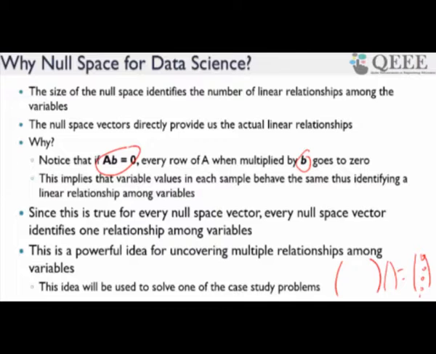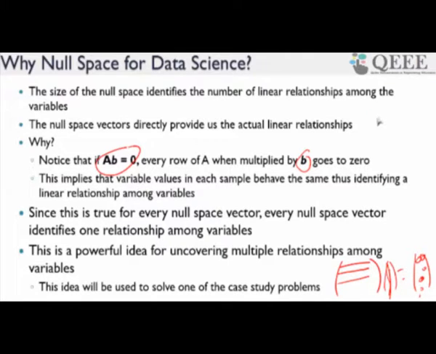What this says is that if I take a particular sample and multiply by this vector, it is 0. If I take the next sample, multiply by this vector, it is 0. If I take the next sample, multiply by this vector, it is 0, and so on. Since this vector has to multiply each row and make everything 0, that basically means that each of these vectors identify a linear relationship among variables, right?